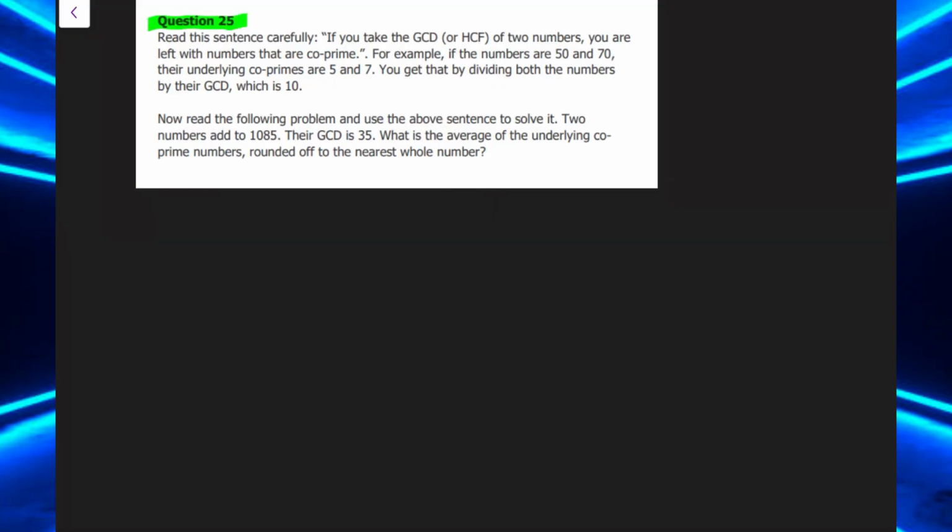We are on to the last question of the paper, question number 25. Let's read it. Read the sentence carefully. If you take the GCD, which is HCF, highest common factor of two numbers, you are left with numbers that are co-prime. Now, to understand that, they have given an example. If you have the numbers 50 and 70, the underlying co-primes are 5 and 7.